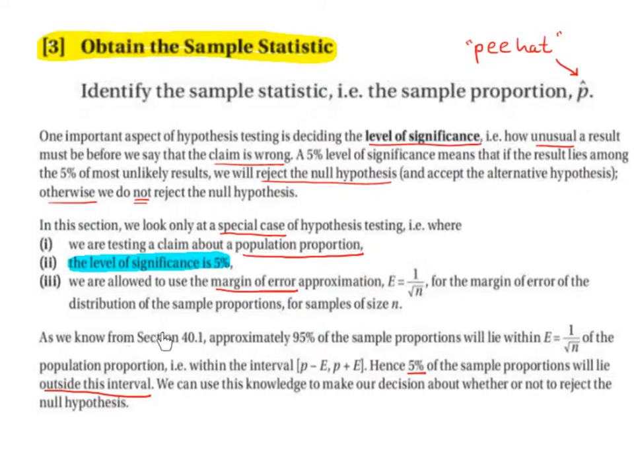As we know from section 40.1, approximately 95% of the sample proportions will lie within E equals 1 over root n of the population proportion, i.e. within the interval P minus E, P plus E. Hence, 5% of the sample proportions will lie outside this interval. We can use this knowledge to make a decision about whether or not to reject the null hypothesis.